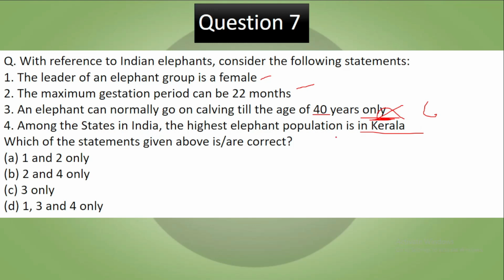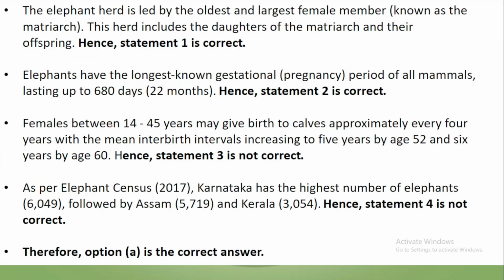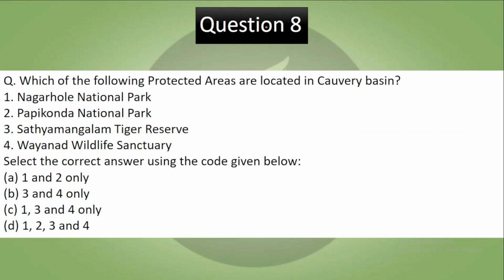Moreover, highest elephant population according to the 2017 census, ये कर्नाटका में highest है, केरला में नहीं. You can eliminate this as well by eliminating 2 and 4. 3 and 4, you got your answer is 1 and 2. Correct answer was A. If you want, you can read more from here.